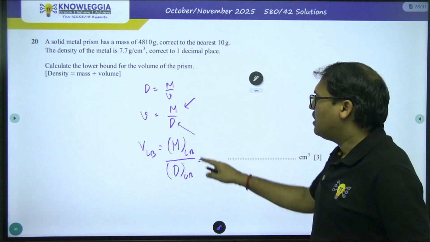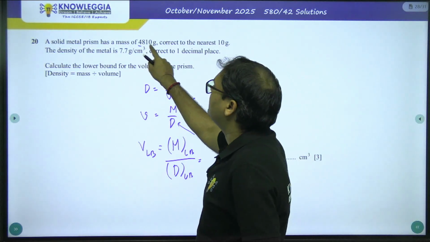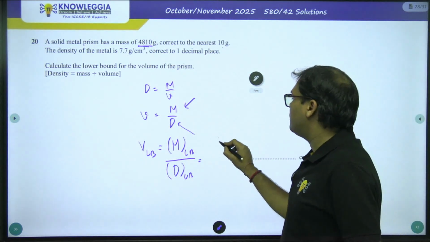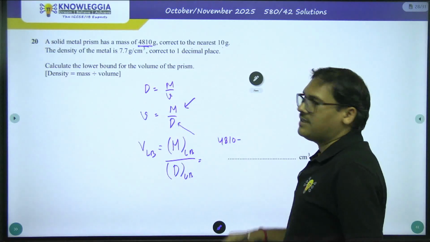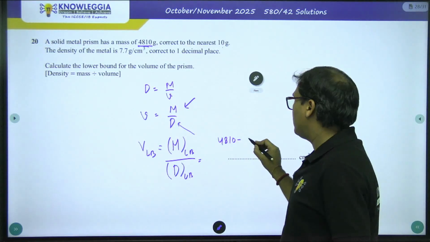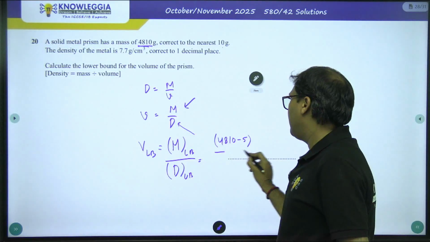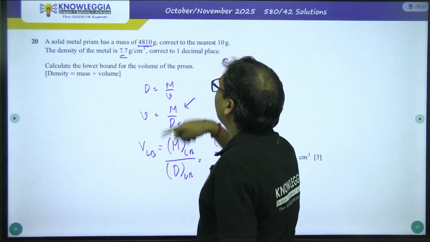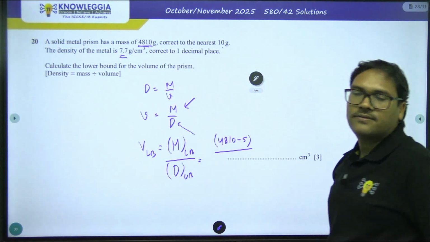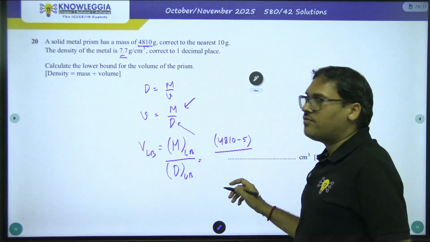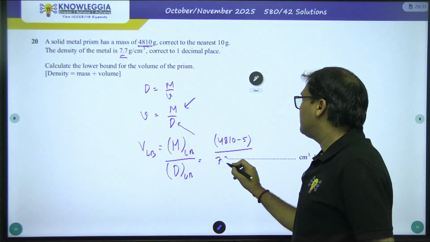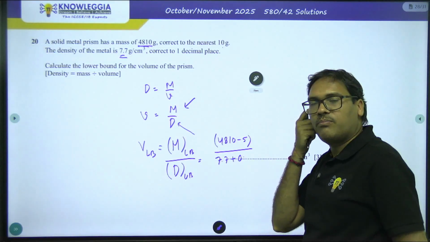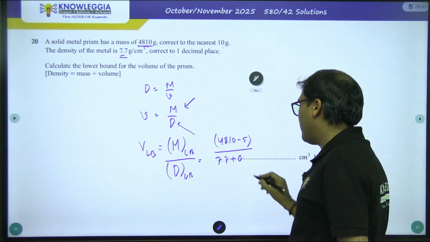Now what is the lower bound of mass? Mass is this, correct to the nearest 10 grams. So what is the lower bound? This is 4810 minus 10 by 2, which is 5. Divide by the upper bound of density. So what is the density? This is the density, correct to one decimal place. So the upper bound for this will become 7.7 plus 0.1 by 2, that is 0.05.